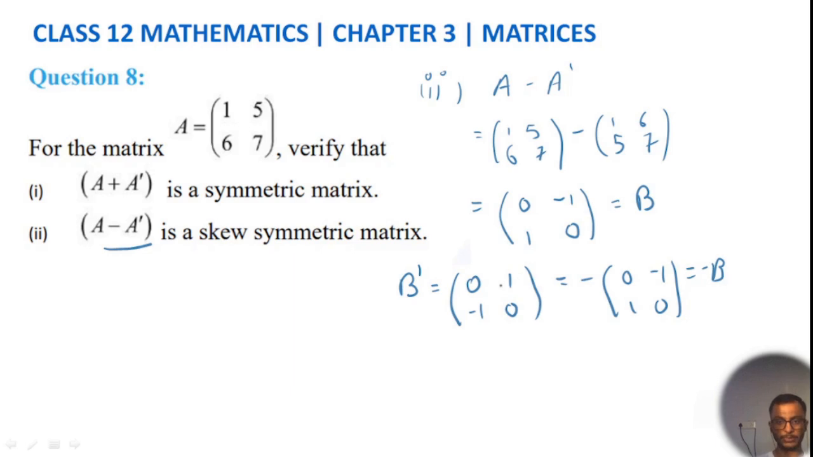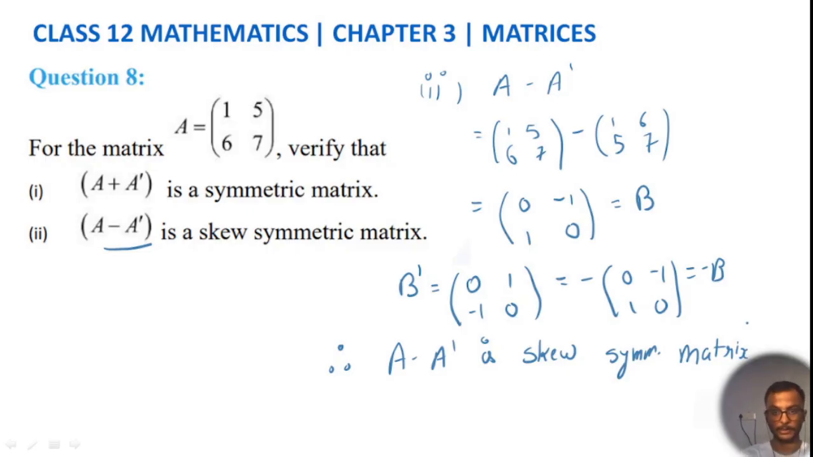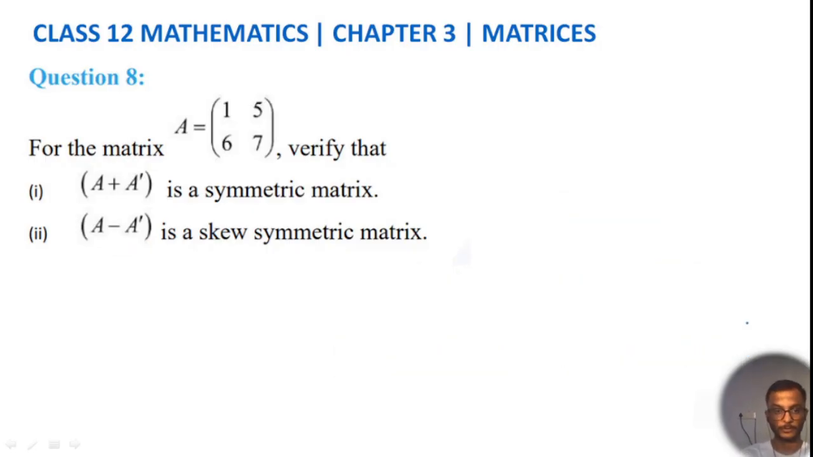So we got B transpose equals to minus B, which implies what was B? B was A minus A transpose. So we got A minus A transpose is skew symmetric matrix. Therefore, A minus A transpose is skew symmetric matrix. So we are done with this question, right? Now I will try to do it quickly, otherwise this video will be so long.